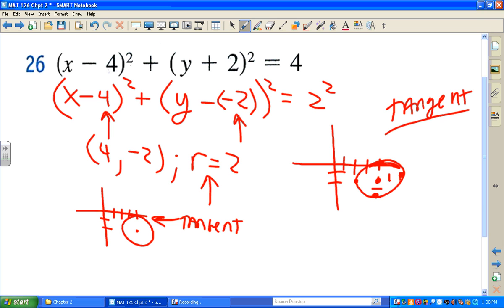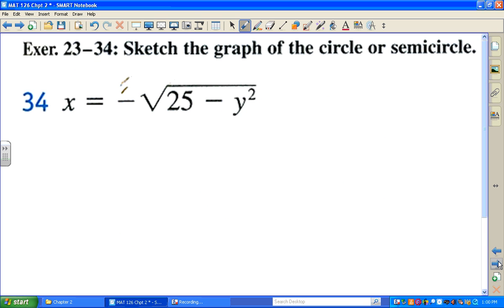I like that question. I like the word tangent. It's very trig and very calculus. All right, I'm not sure if that's a word, but I like it. Sketch the graph of the circle or semicircle. What the heck is that?